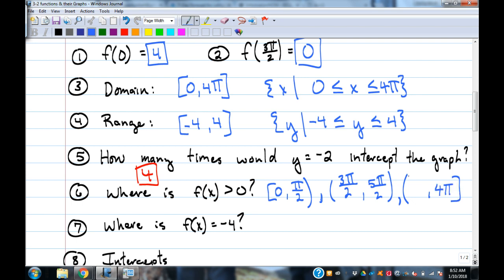Bracket the 4 pi, and what was the first number? 7 pi over 2. Yeah. Intervals are what you're reporting there. You're looking at y values, but you're reporting your x values with intervals.